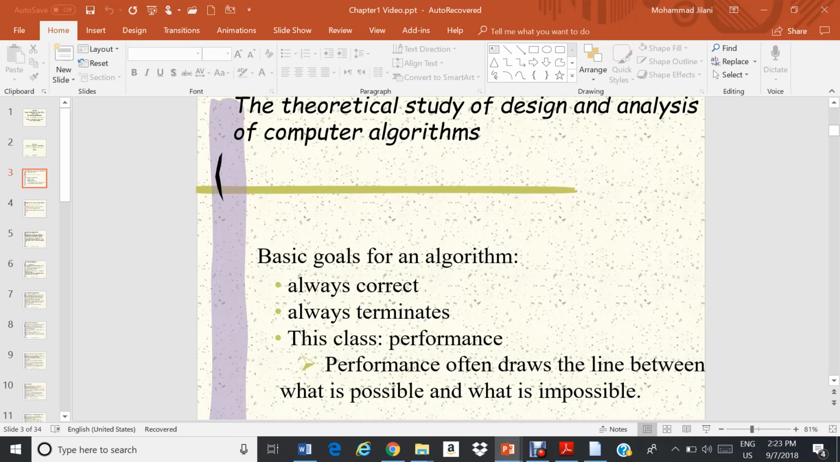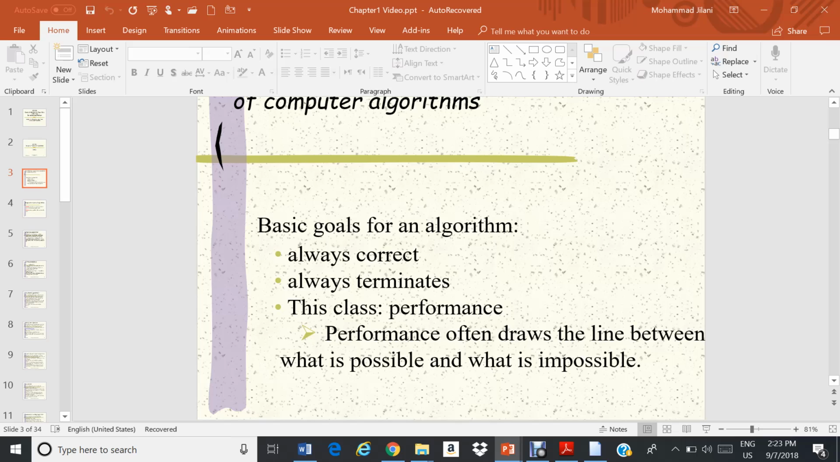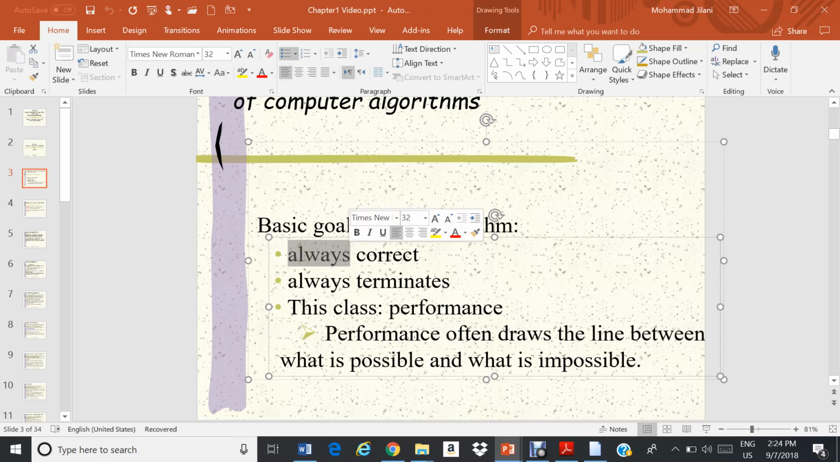When we talk about an algorithm, we always have to make sure that we have two major criteria. Number one, the algorithm is always correct. Pay attention to this word, always. Always means if you run the algorithm and try it for any type of input, it will always be correct. And also it will always terminate, which means there is a time where you get your final result.